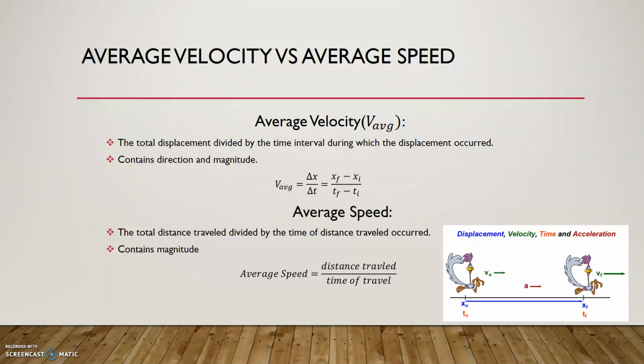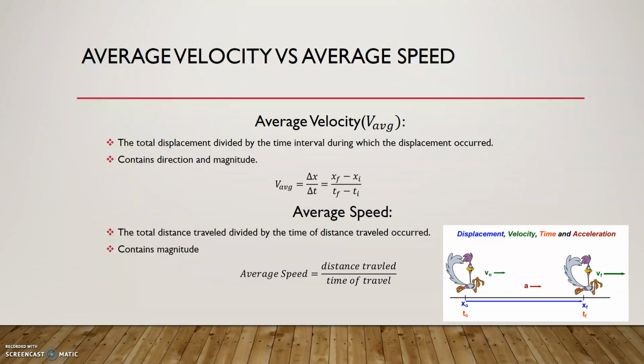So as we see in our equation here, the average velocity is equal to the change in x over the change in time, which then is equal to where the object finished minus where the object started, all divided by the time when the object finished minus the time the object started. Now velocity does contain a direction and magnitude, not just magnitude.